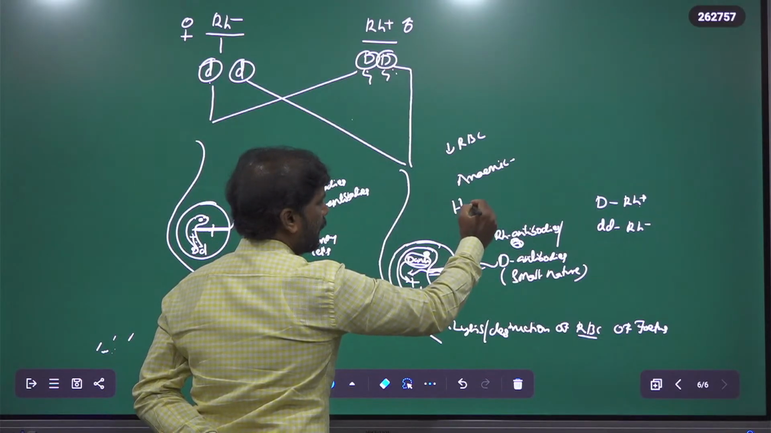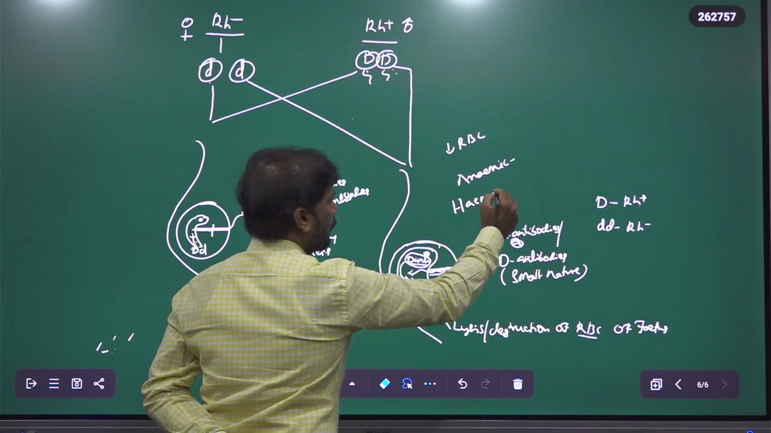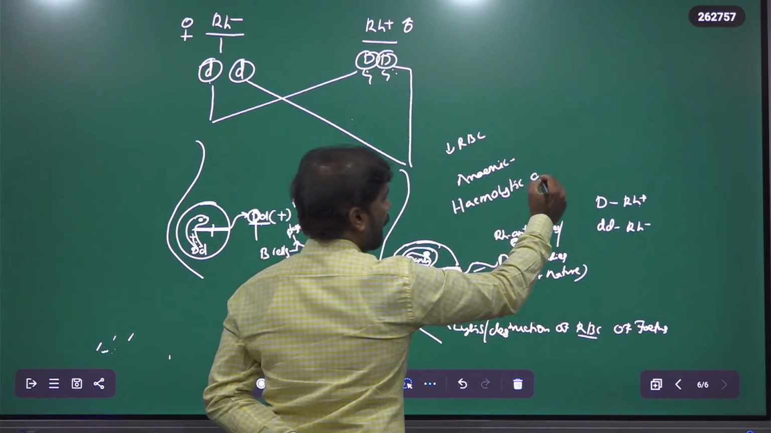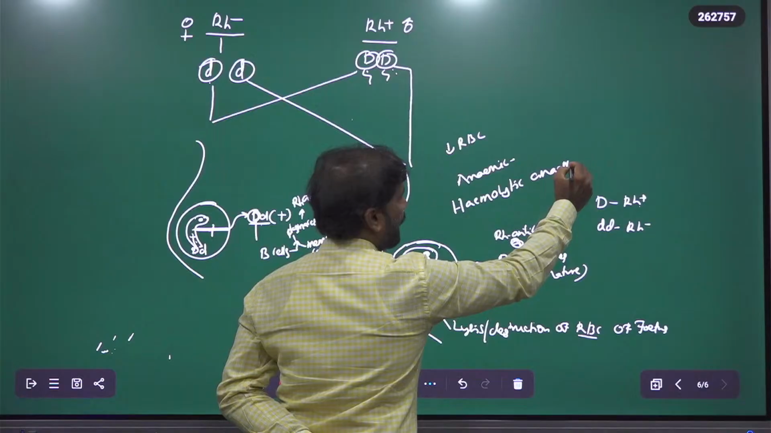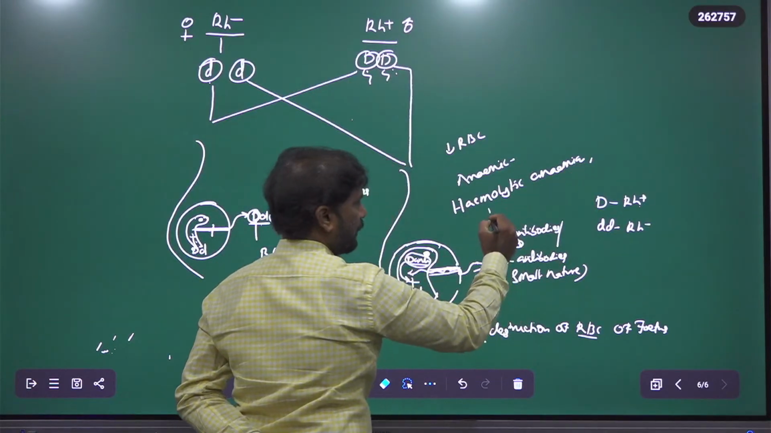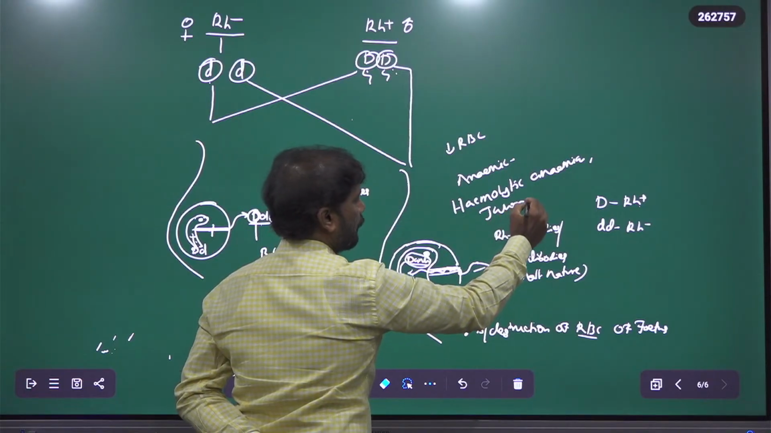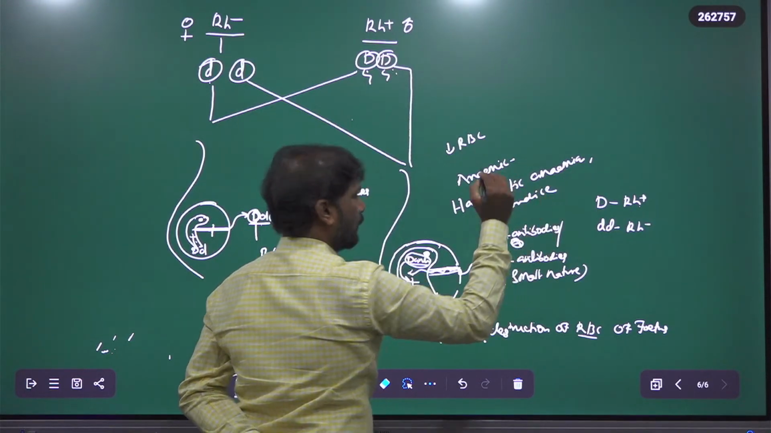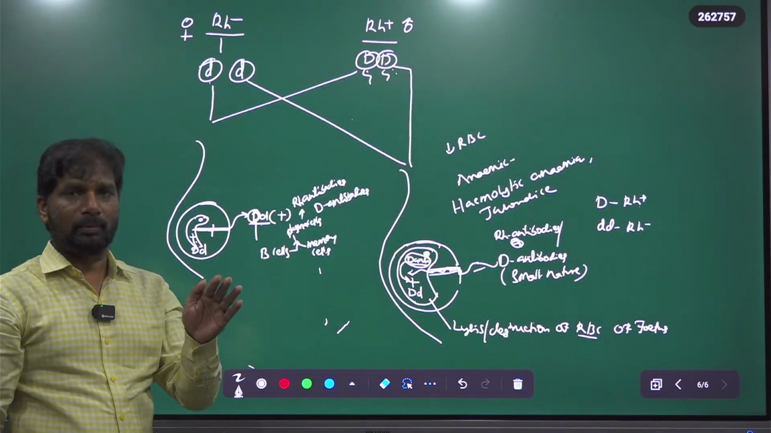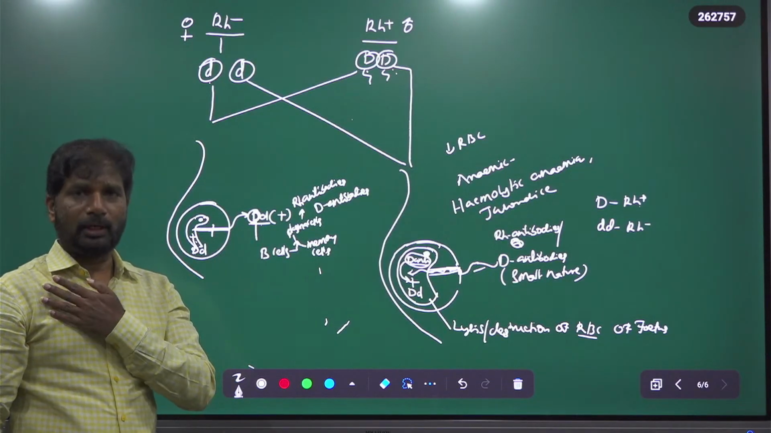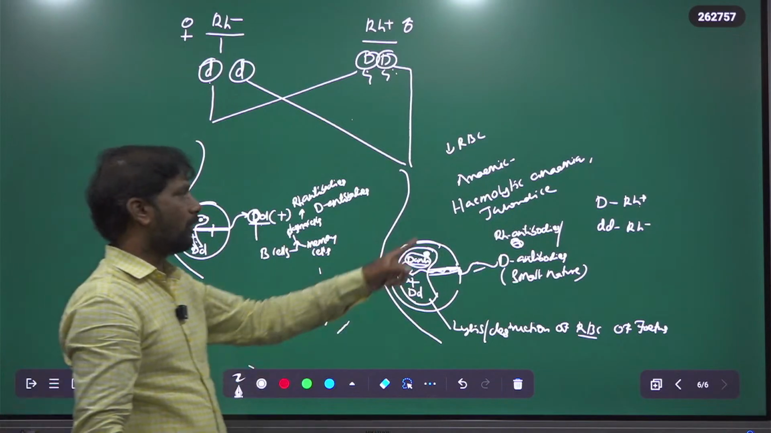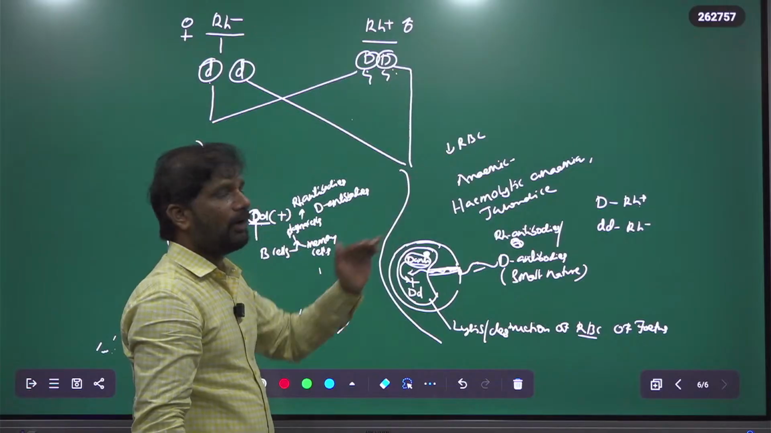Such an anemic condition is known as hemolytic anemia. Hemolytic anemia also causes jaundice. Right now, by this hemolytic anemia, our body's immune system will try to overcome this lower number of RBCs.